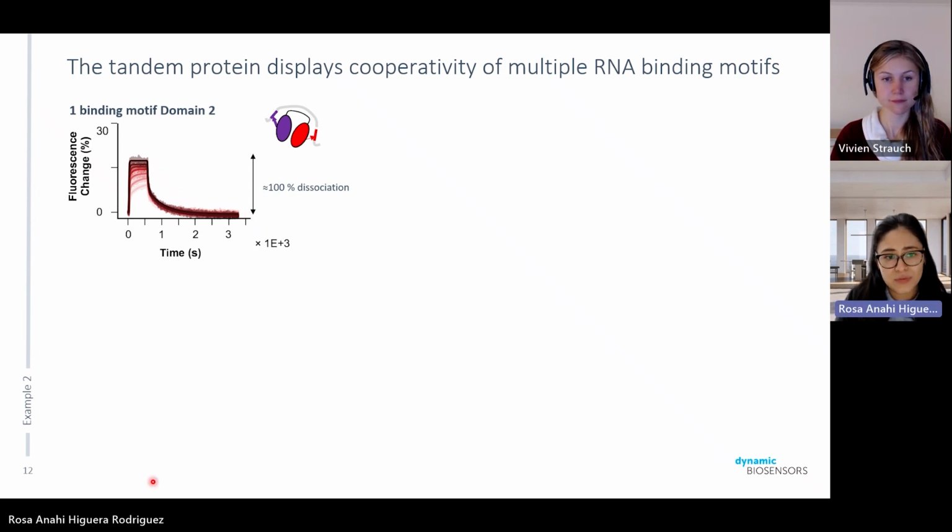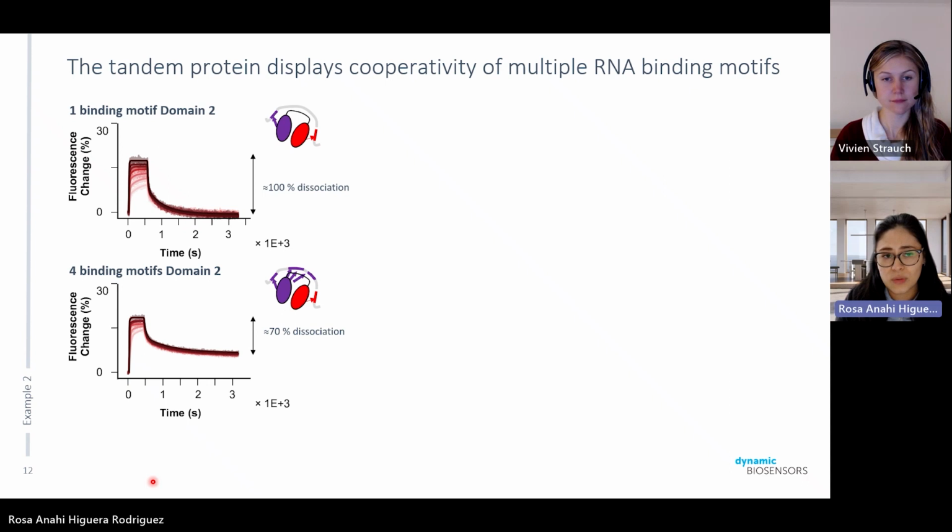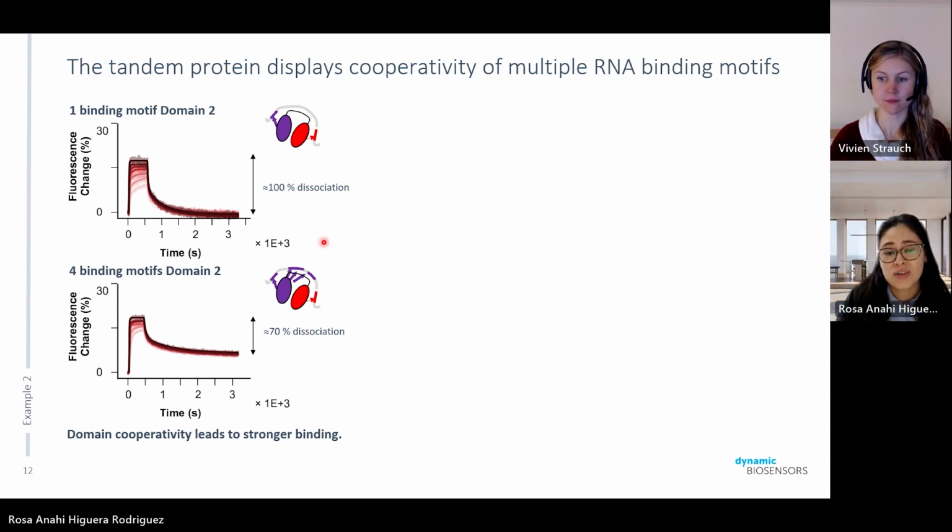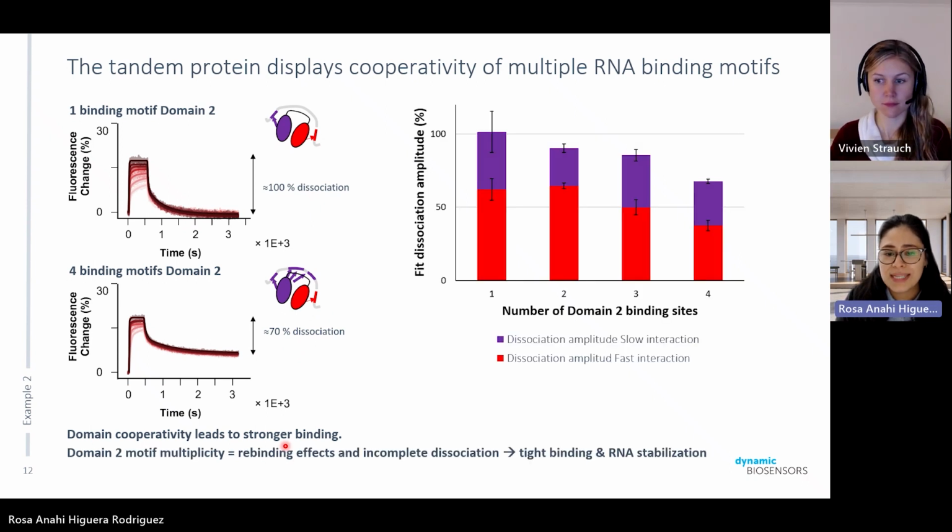When we compare these results of the ligand with only one binding site with the results of the ligand with 4 binding sites for the domain 2, then we see a striking difference. So first of all, having both domains of the protein present leads to stronger binding. And second, we can see that the main difference is in the dissociation end level. So actually increasing the number of binding sites for domain 2 decreases the dissociation end level.